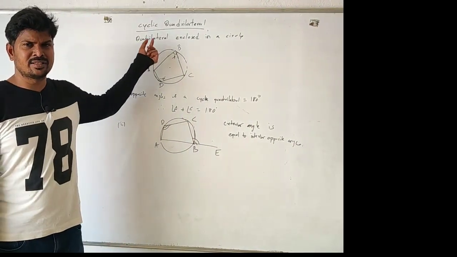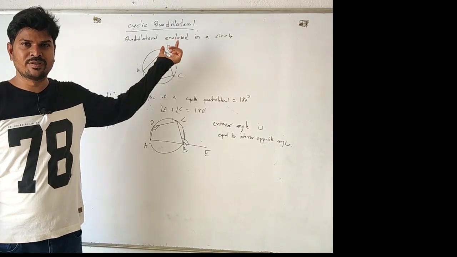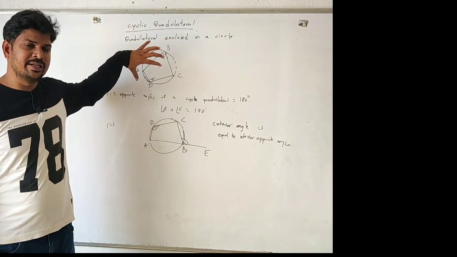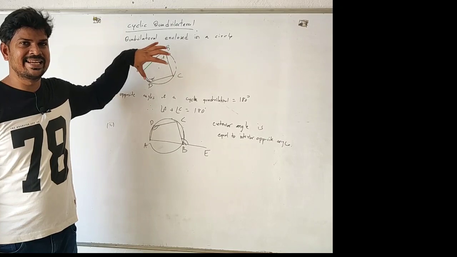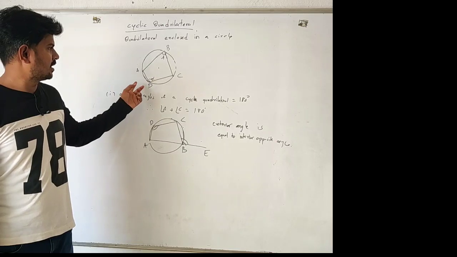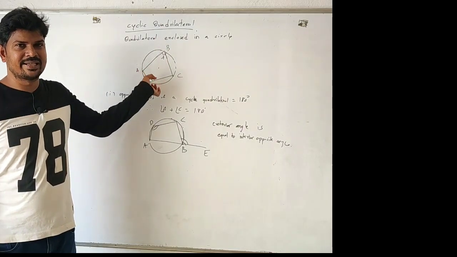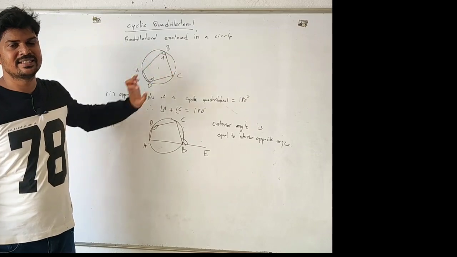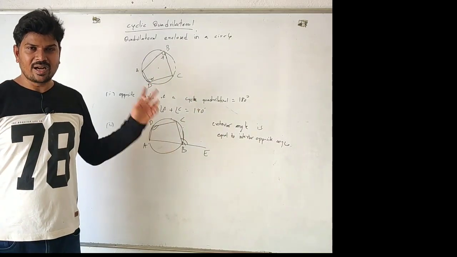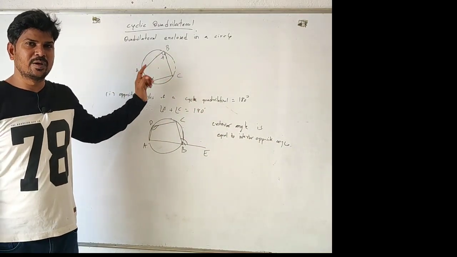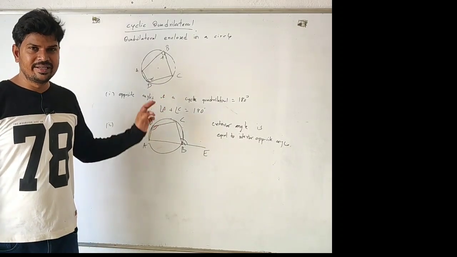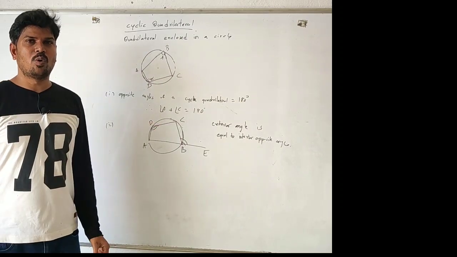What is cyclic? Cyclic is nothing but circle, and a quadrilateral is nothing but a figure with four sides. If a quadrilateral is inscribed, that is, inside a circle, it is called a cyclic quadrilateral. Then what is the advantage of the cyclic quadrilateral? The first advantage is that whenever a quadrilateral is inscribed in a circle, the sum of opposite angles is 180 degrees. That is, B plus D is equal to 180 degrees, and A plus C is equal to 180 degrees. Normally, in a quadrilateral without a circle, the sum of adjacent angles is 180 degrees and opposite angles are the same. But here, the sum of opposite angles is equal to 180 degrees.